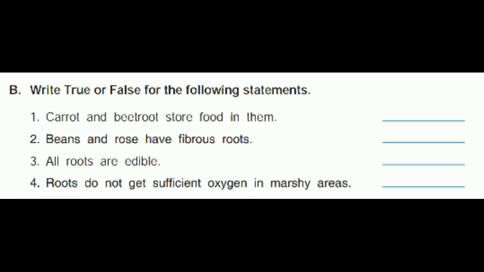So here are the answers. Carrot and beetroot store food in them. Yes, that's true. They are both examples of edible roots. Now, beans and rose have fibrous roots. So it's false. They are examples of tap roots. All roots are edible. Are all the roots edible? Do we eat all the roots? No. There are only a few edible roots. So it's false. Roots do not get sufficient oxygen in marshy areas. That's true. Roots do not get sufficient oxygen in the marshy areas. That's why they come out.